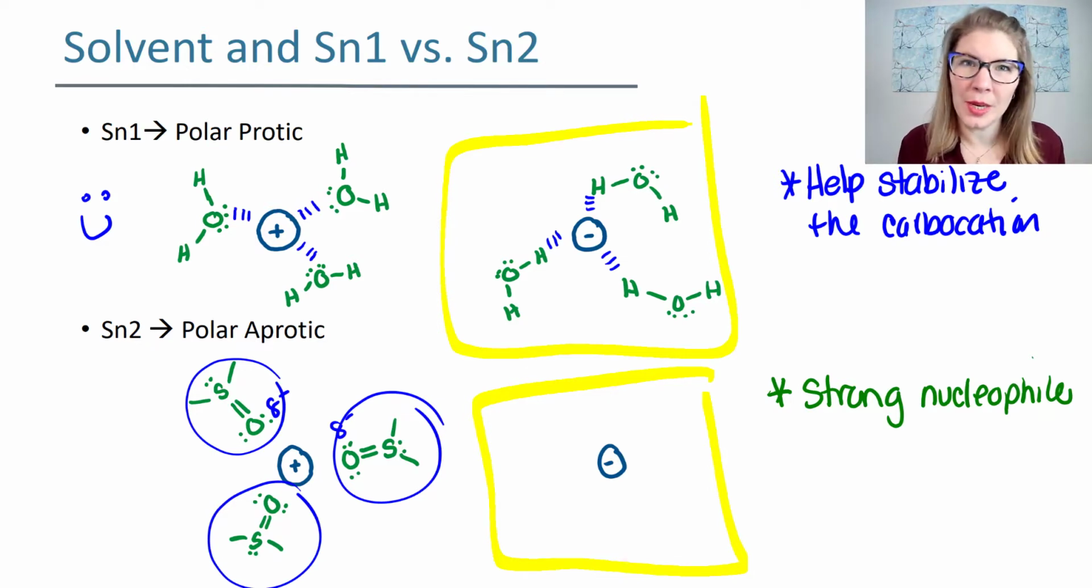And in Sn2 reactions, the nucleophile strength is really important. It's part of the rate equation. So having a weak nucleophile will really slow down that reaction. Therefore, we need a strong nucleophile for our Sn2 reactions. And one way to have a strong nucleophile is to use a polar aprotic solvent that's not going to surround your nucleophile in a solvent cage.